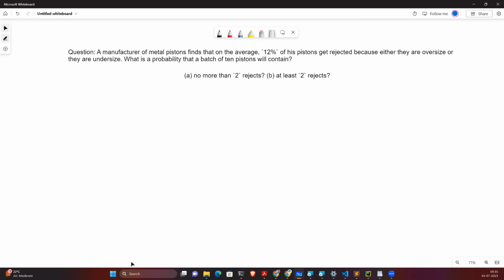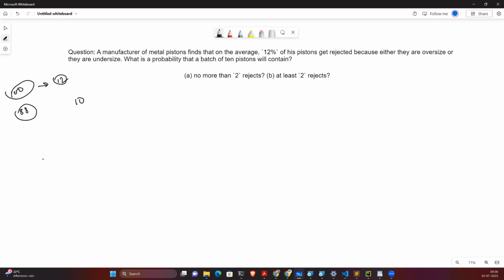So see, there is a manufacturing company, and for some reason 12% of pistons are getting rejected. Just try to understand, first make your understanding better. Let's suppose this company is manufacturing 100 pistons. Out of 100, it has been observed that 12 pistons are always getting rejected, meaning only 88 pistons are good. Now the question is saying what is the probability that if this manufacturer is making 10 pistons, more than 2 will get rejected.